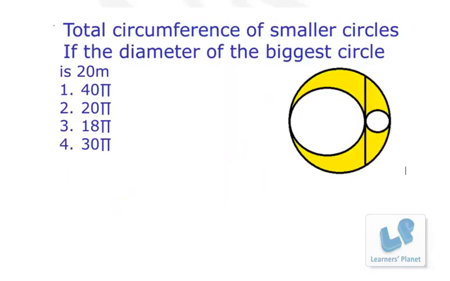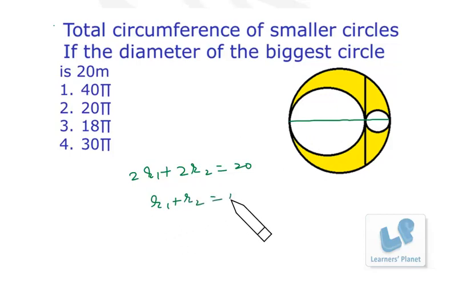Find the total circumference of the smaller circles if the diameter of the biggest circle is 20 meters. Okay, so the diameter of the bigger circle is nothing but the sum of the diameters of these two small circles. Suppose I assume the radius of this circle is R1 and the radius of this circle is R2. So 2R1 plus 2R2 is equal to 20 meters, right? That is the diameter of the bigger circle. That means R1 plus R2 is equal to 10.